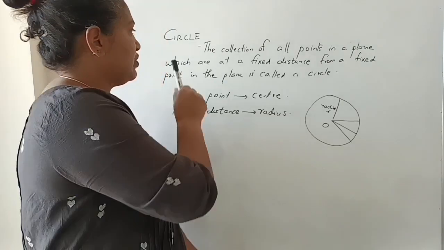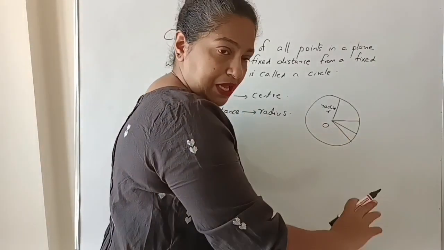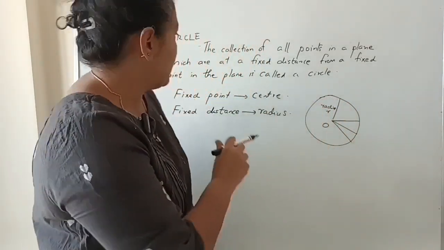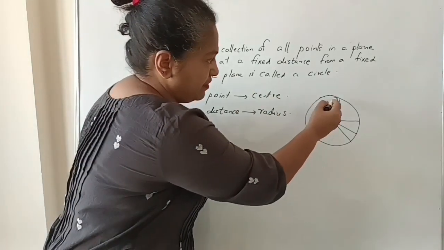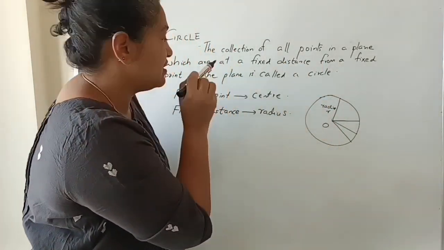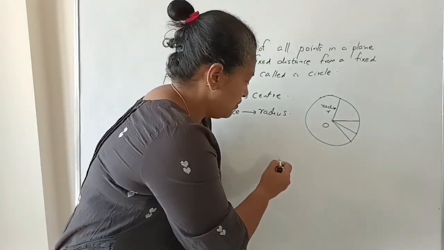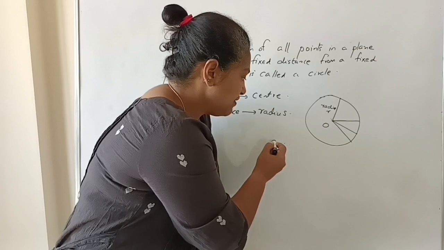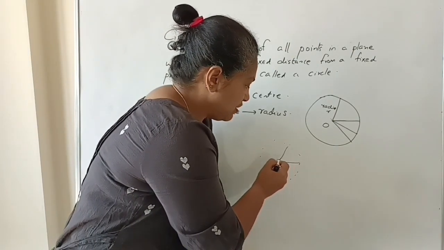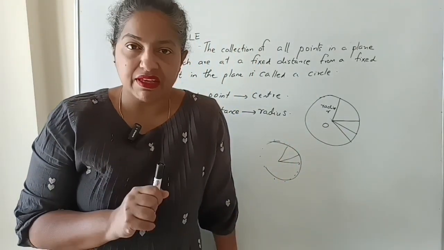Now let us get to the definition. The collection of all points in a plane. So this is a plane and a collection of all points. These are basically points in a plane which are at a fixed distance from a fixed point. The fixed point is our center. In the plane, it is called a circle. Suppose you have a point O and you are plotting a set of points in the plane which are at a fixed distance from this particular fixed point. This forms a circle. That is our basic definition.